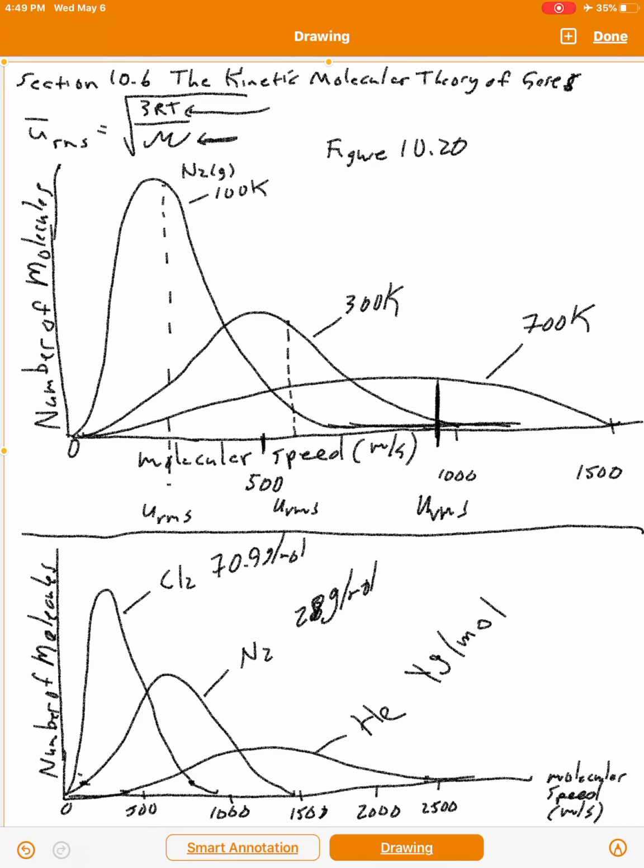Because of this equation. Molar mass is in the denominator. So the heavier they are, the smaller the RMS speed is going to be, I should say, the root mean square speed of these molecules. So the distribution, again, widens because they're moving faster, so some of them can move really fast, so it gets shorter, but it's moving to the right, faster molecules.